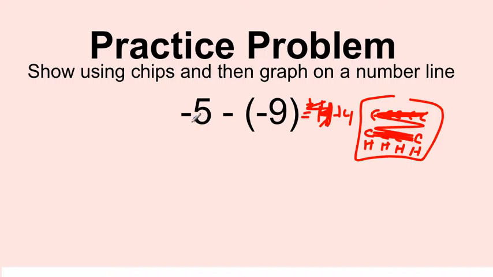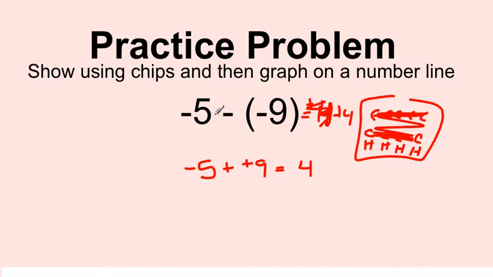So now when I see this, I can also look at this as a negative 5 plus a positive 9, because I'm going to add the opposite, add the inverse. When I do that, it becomes a 4. And again, it's just naturally thinking of what's going to happen.